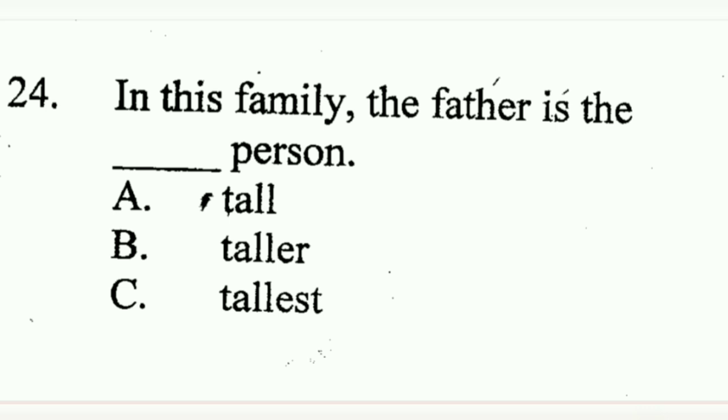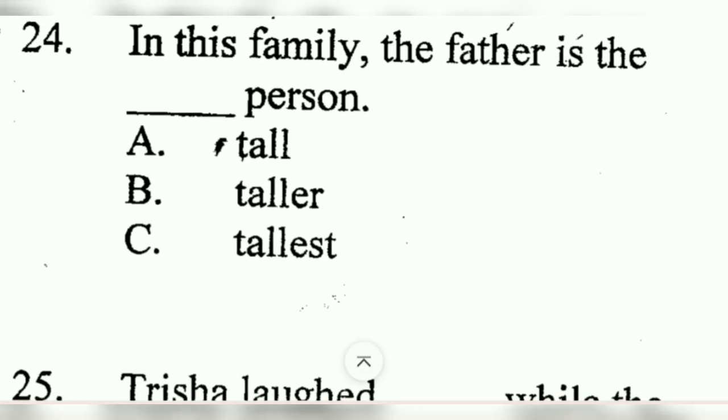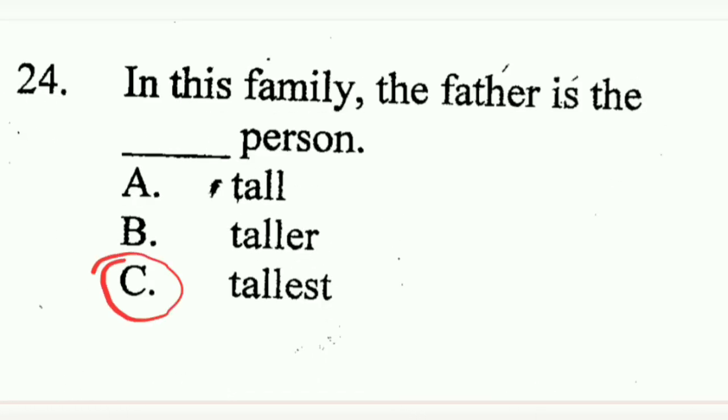So A says in this family, the father is the tall person. B says in this family, the father is the taller person. And C says in this family, the father is the tallest person. Which one of these degree, comparative degree, do we use when we're comparing 3 or more? Very good. It's the EST. Alright, so in the family, he's the tallest.